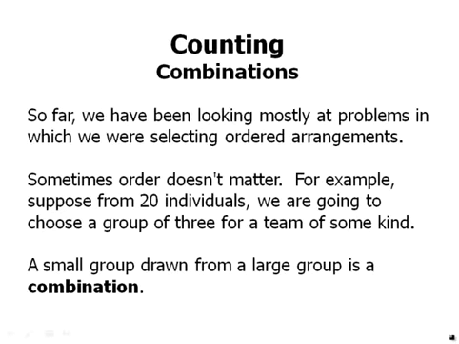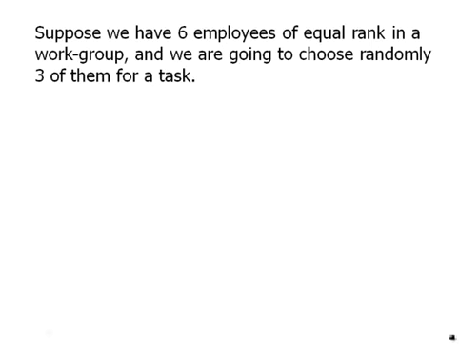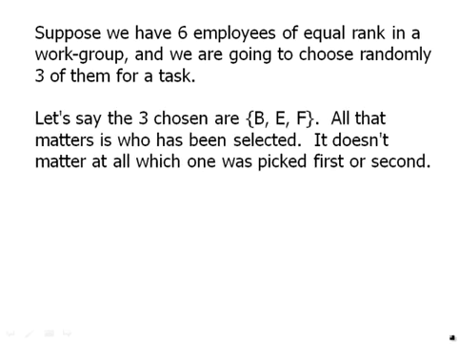And in combinations we don't care about the order of selection. All we care about is the final arrangement that we get. Suppose we have 6 employees of equal rank in a work group, and we're going to choose randomly 3 of them for a task. Let's say the 3 chosen are B, E, and F. All that matters is who has been selected.